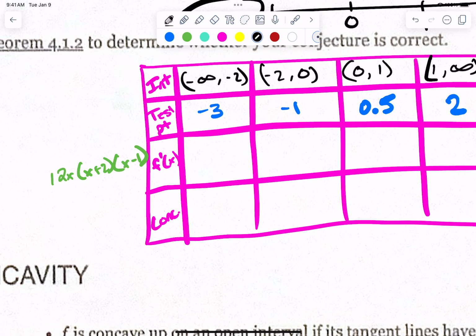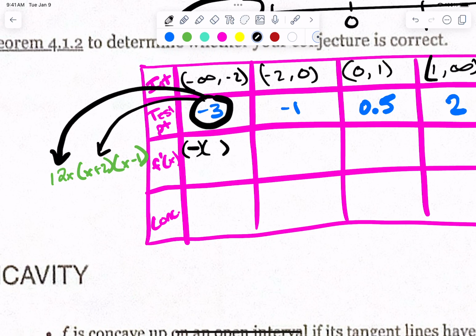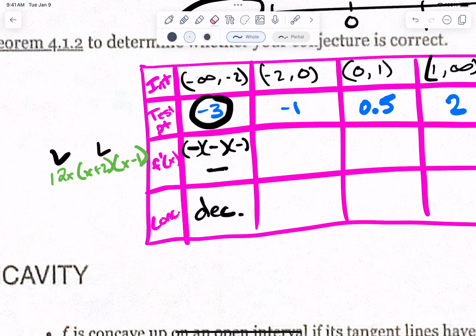So here's the deal. If I plug negative 3 in to here, 12 times negative 3 will be a negative number. Times, if I plug negative 3 in here, negative 3 plus 2 is a negative number, right? We're not even doing math. If I plug negative 3 into here, it is a negative number. Three negatives make a negative. So the conclusion is negative. It's decreasing at that point. We don't care what the number is. We're totally cheating.